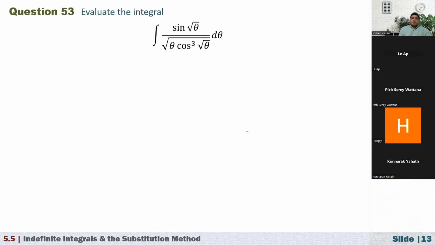Okay, guys, let's do one more example, then we'll have a break. Now you got the idea. Okay, we can do this a little bit faster, I think.